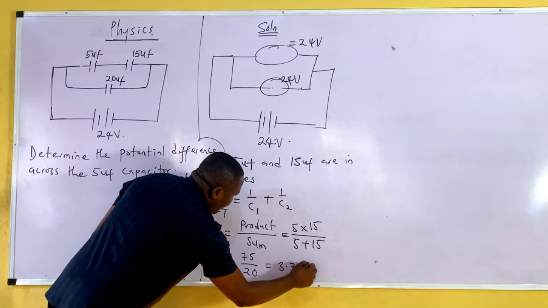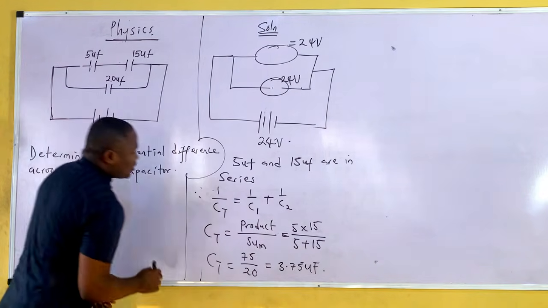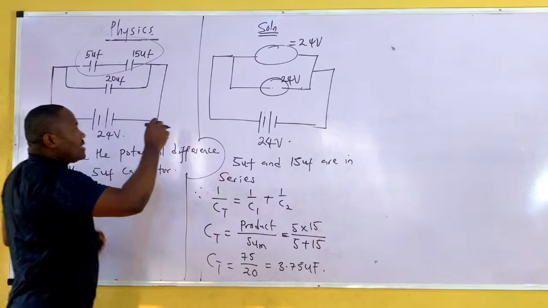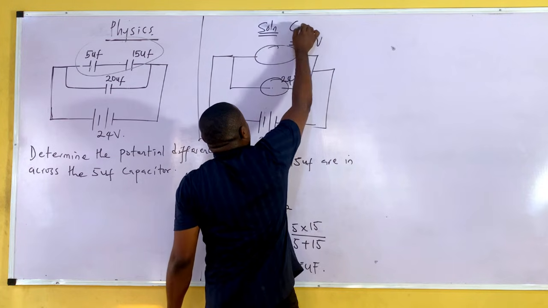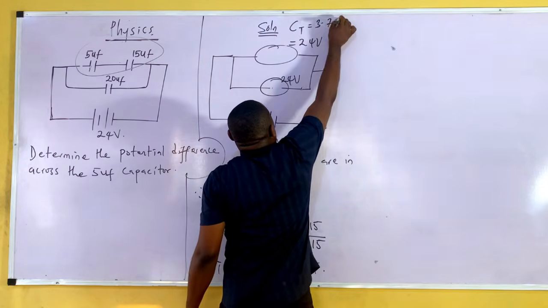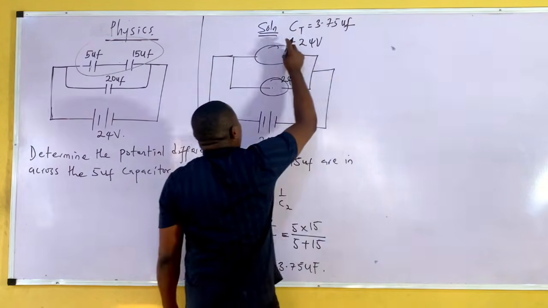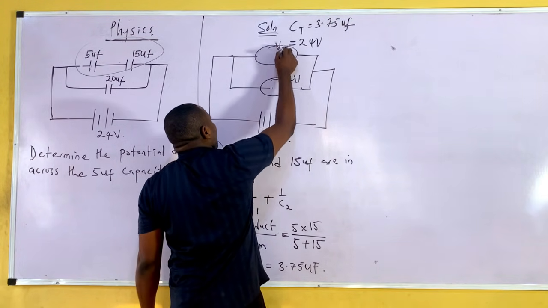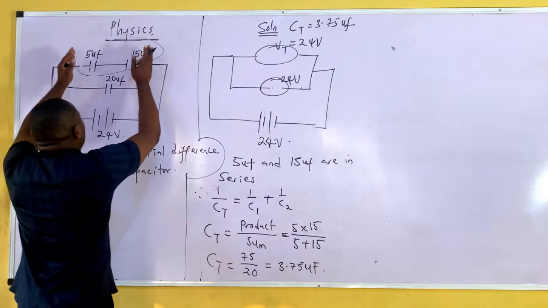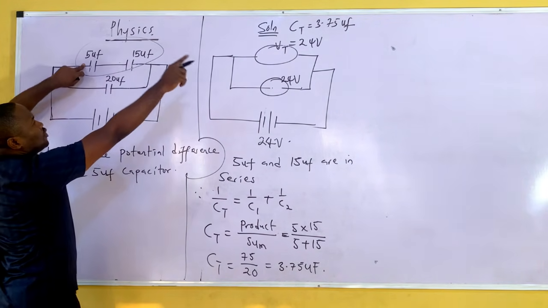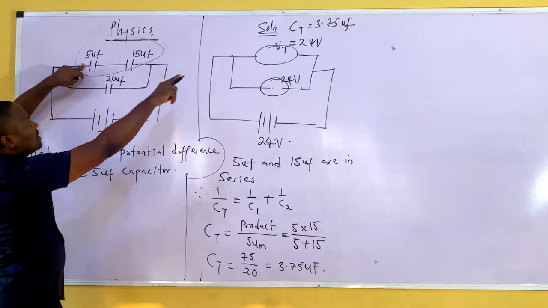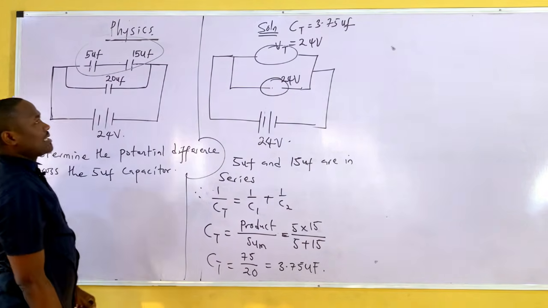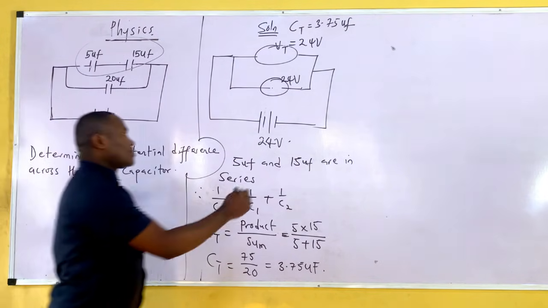So this will now be equal to 3.75 microfarad. So you see now the total capacitance here is 3.75. So my C total is 3.75 microfarad. My total voltage is 24. V total is 24. So for these two capacitors, their total capacitance is that, and their total voltage is also 24. Now, let us now see what is their total charge.